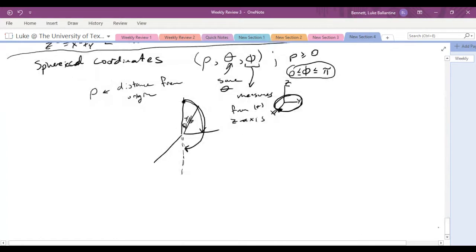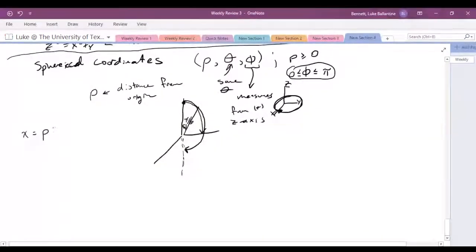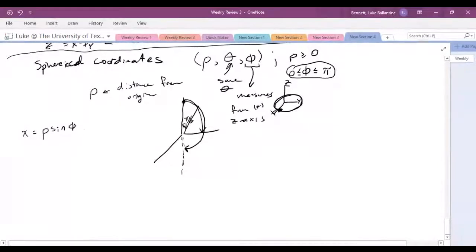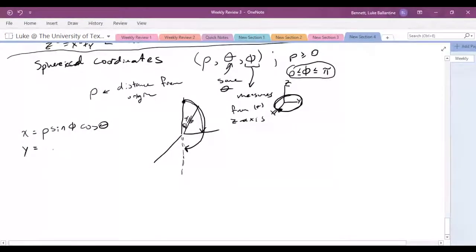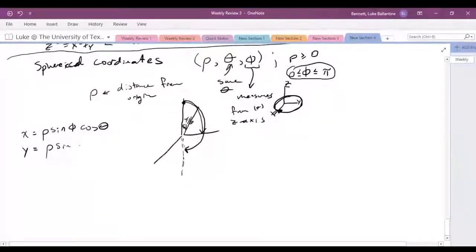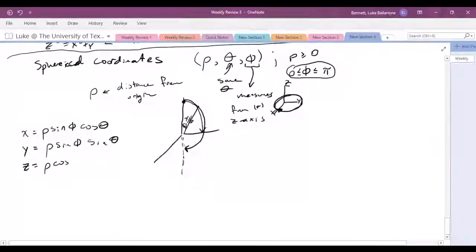So let's get the identities going. In spherical coordinates, we have conversions: x equals rho sine phi cosine theta, y equals rho sine phi sine theta, and z equals rho cosine phi.